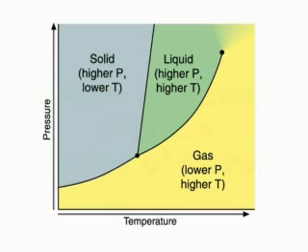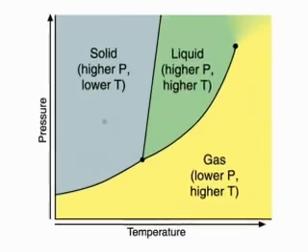This phase diagram is typical for most substances. In general, lower temperatures and higher pressures correspond to the solid phase. Higher P and T correspond to the liquid phase, and lower P and higher T correspond to the gas phase. Let's take a closer look at the diagram and view the various parts on the molecular level.